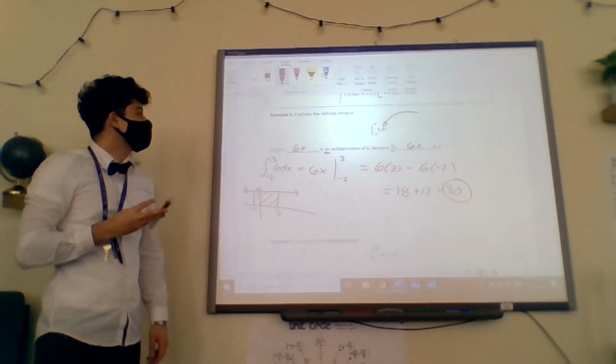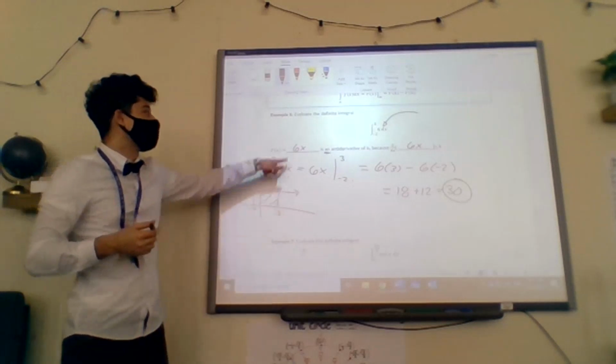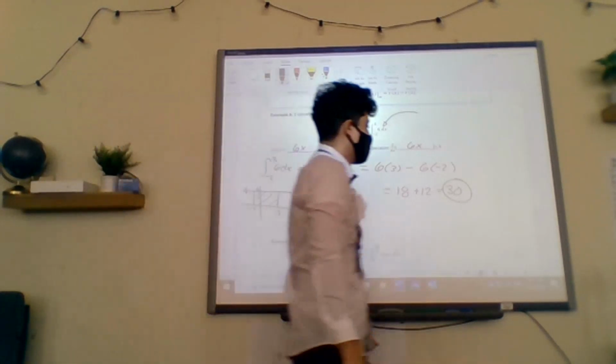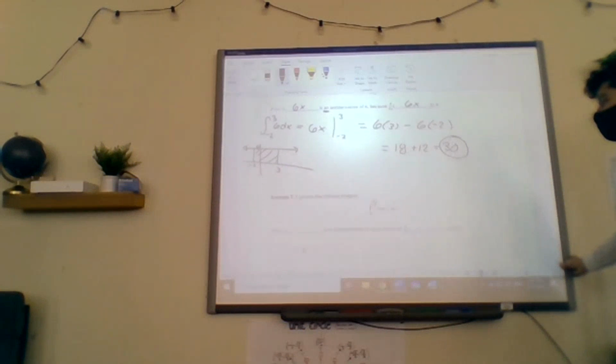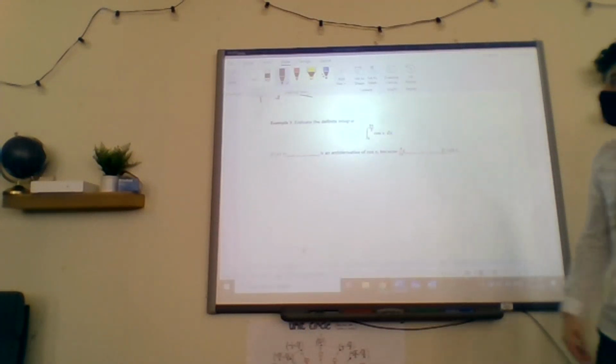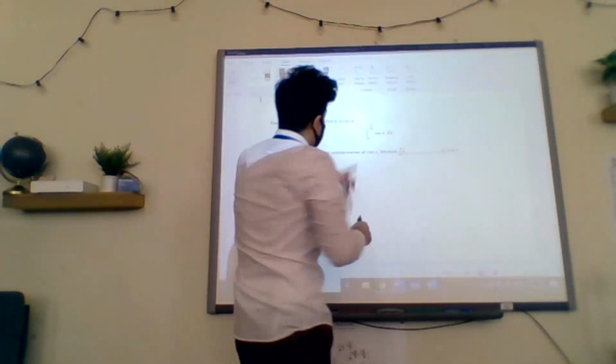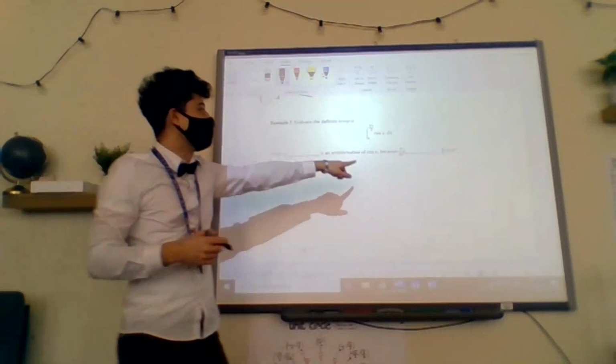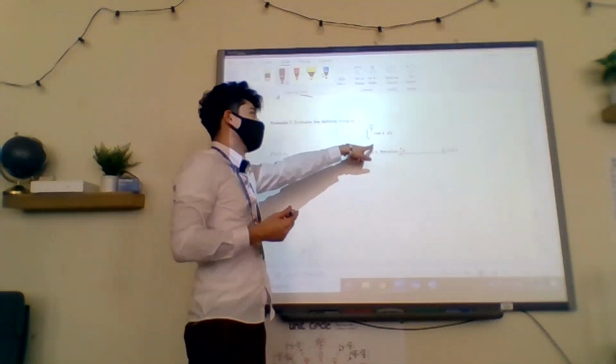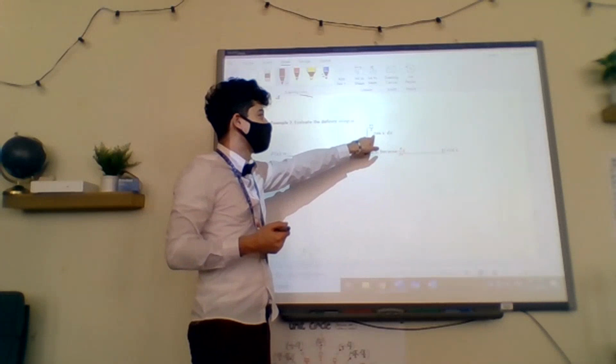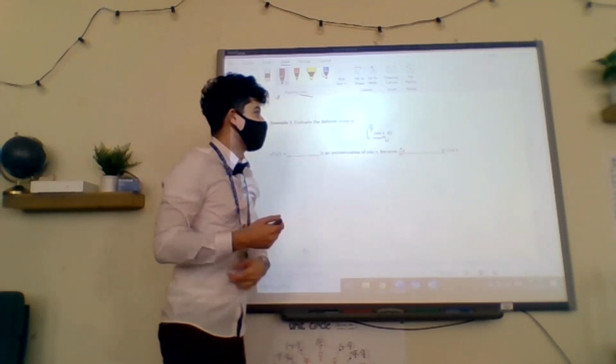Sweet. All right, cool. So there's the fundamental theorem. You find an antiderivative, you plug in your stuff. Okay, so what if your function is a little bit trickier? Evaluate the definite integral from 0 to 3 pi over 2 of cosine of x. Again, you have to think, what did I have to take the derivative of to end up with cosine?